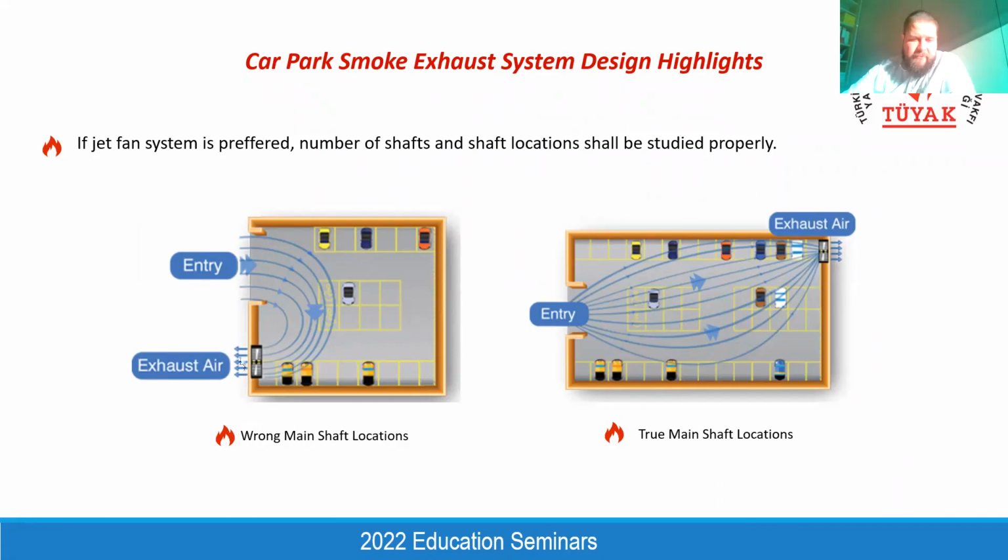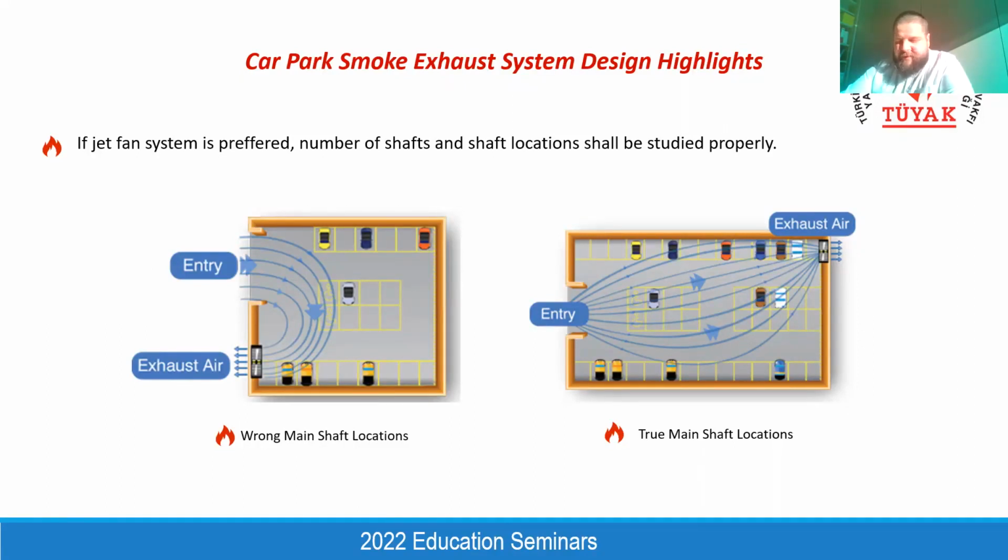If you locate these shafts very close to each other, then you will face some bypass and you cannot extract the smoke from the enclosed car park area. That's why you need to coordinate with the mechanical designer for the shaft locations, and you need to place the shafts as far as possible from each other, so that the fresh air can be moved by jet fans and the smoke will be sent to the exhaust shafts and extracted from the building to the outside.